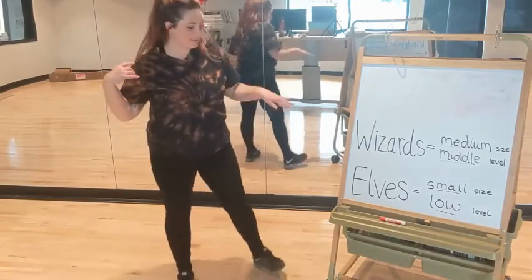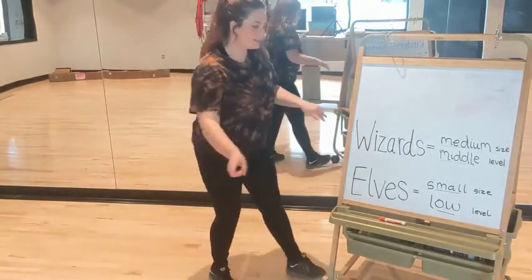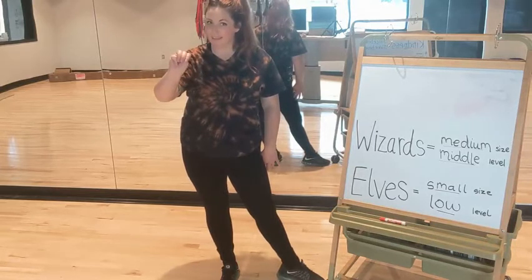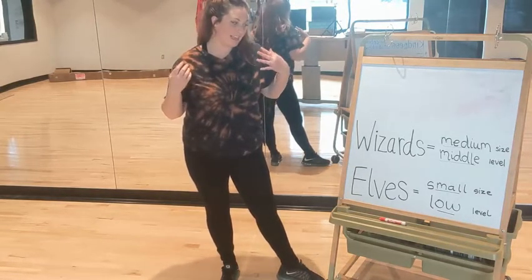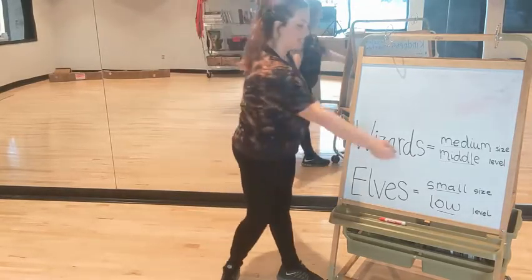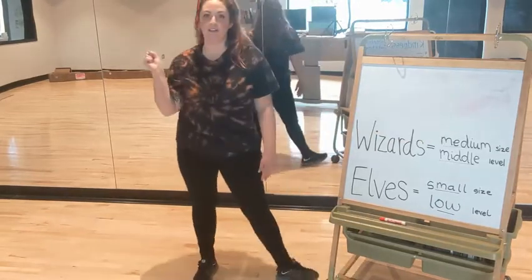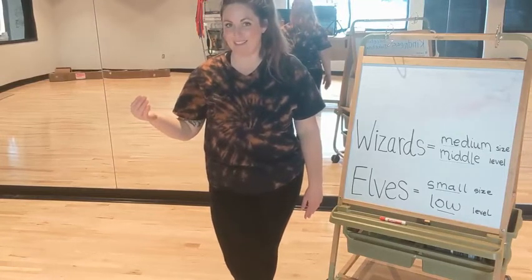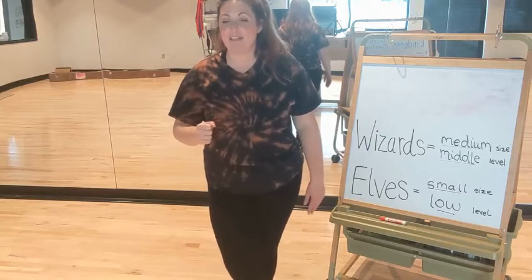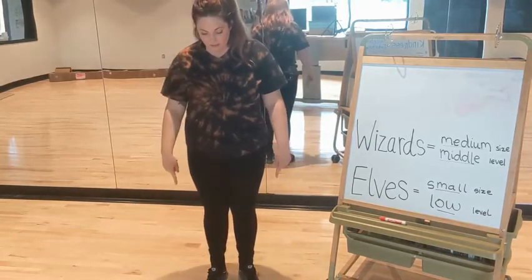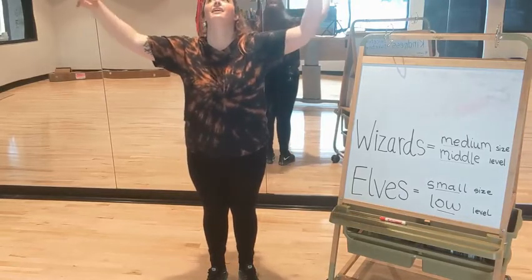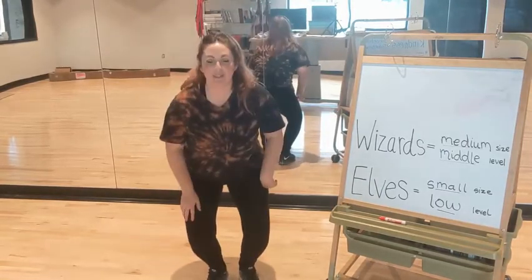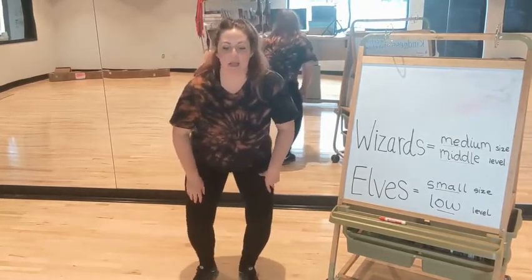All right, now let's take a look at wizards. Wizards are medium size and middle level. Both of those words start with the letter M, and they mean something similar, but notice that they aren't both middle and they aren't both medium. It's medium size and middle level. The way that I remember that is like a t-shirt: small, medium, large, and beyond. And then level, I think of, okay, there's low level, there's high level, and then there's the level in the middle, okay? So wizards are middle level with your knees bent a bit, and then medium size.